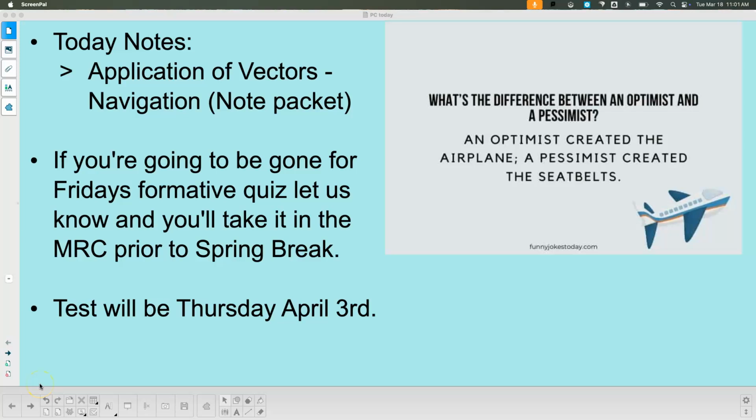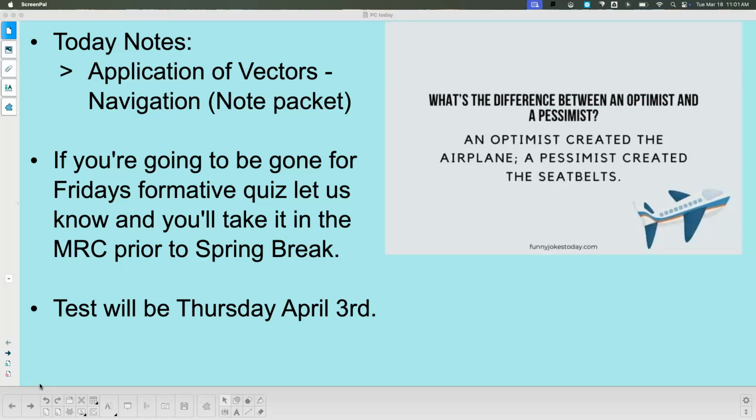All right, so lots of stuff to get through today, even though there's really not a lot of actual notes today. But the notes are kind of involved, because we're switching up from just regular vectors to using vectors in navigation.